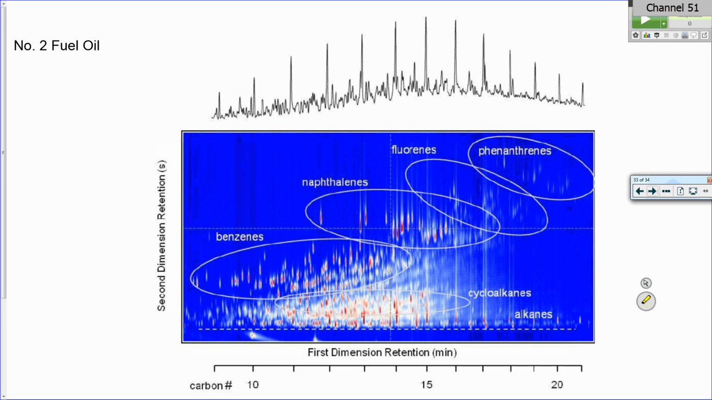Here's an extreme example of what they're doing with high resolution separation. So in one-dimensional GC, you get that mess. Okay, there's hundreds and hundreds of peaks there. But now they run this. This is a fuel sample, and they run this in a different dimension.